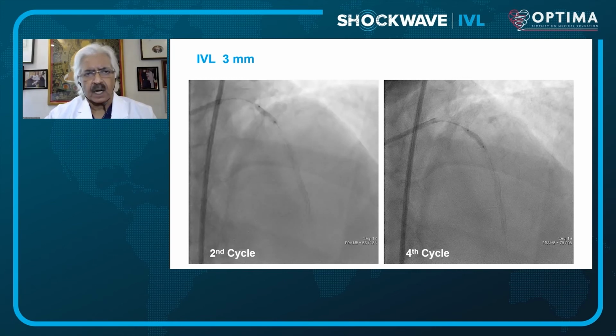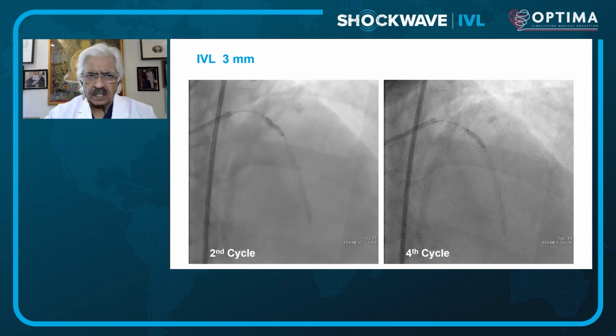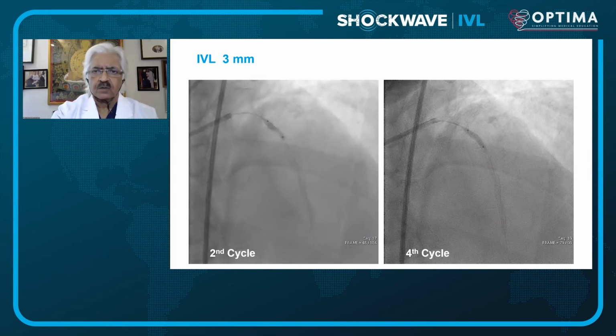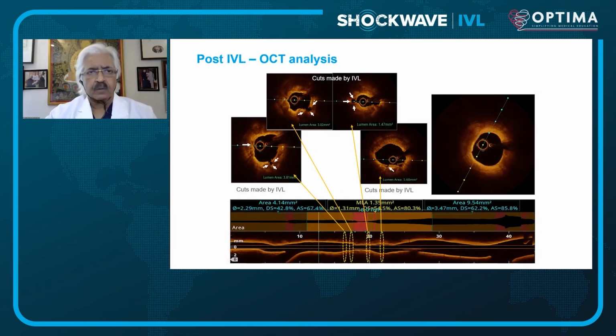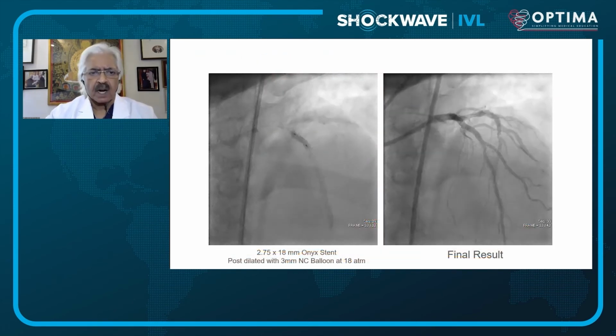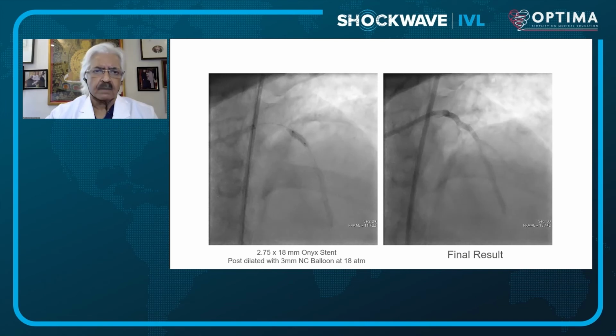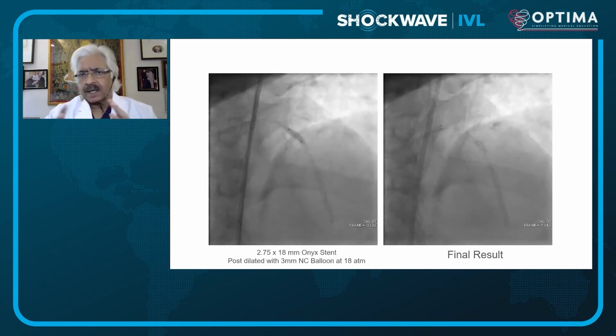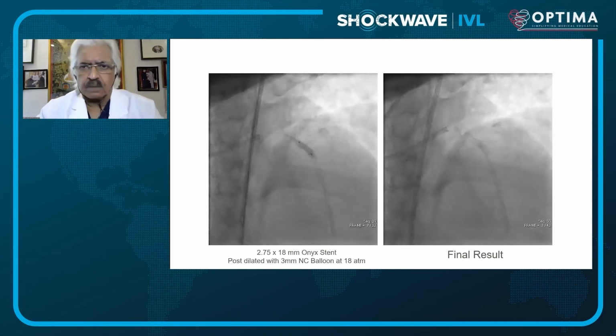A 3 millimeter IVL based on the vessel size showed complete expansion in the second cycle, as you can see on the left side. And by the fourth cycle, which is 40 pulses, the balloon was completely expanded in this view. Well, with that, we also did an OCT and saw adequate fractures in the calcified segment, as can be seen here, and therefore proceeded to a stent implantation and optimization with a 3 millimeter non-compliant balloon at 80 atmospheres, getting a perfect result. And I guess nobody would deny that this is a perfect result.